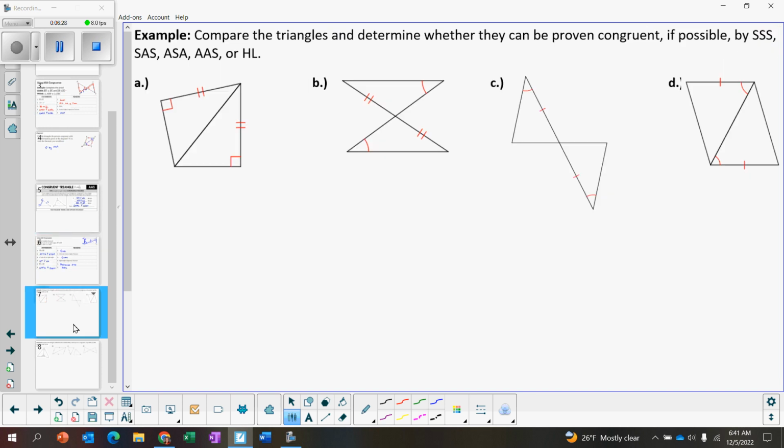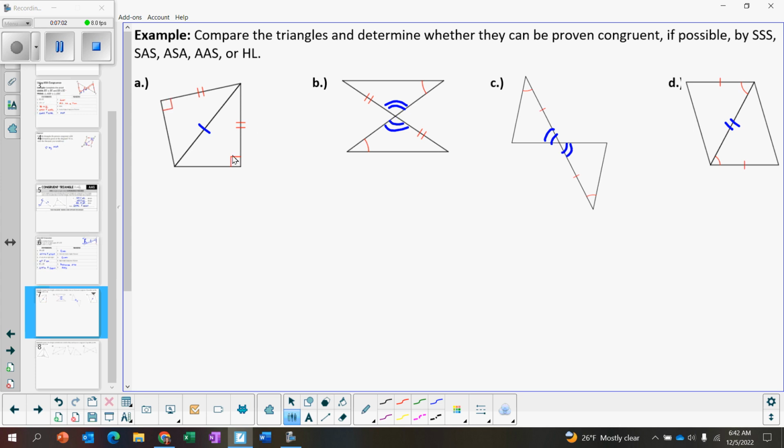So let's look at these four. Determine if triangles can be proved congruent, if possible, by either SSS, SAS, ASA, AAS, or HL. So we could use any of the methods we've now learned. Generally speaking, before I do anything, I'm going to mark any reflexive side. So that has a reflexive shared side, and that has a reflexive shared side. And I'm going to mark any vertical angles. So we have vertical angles here, and we have vertical angles here.